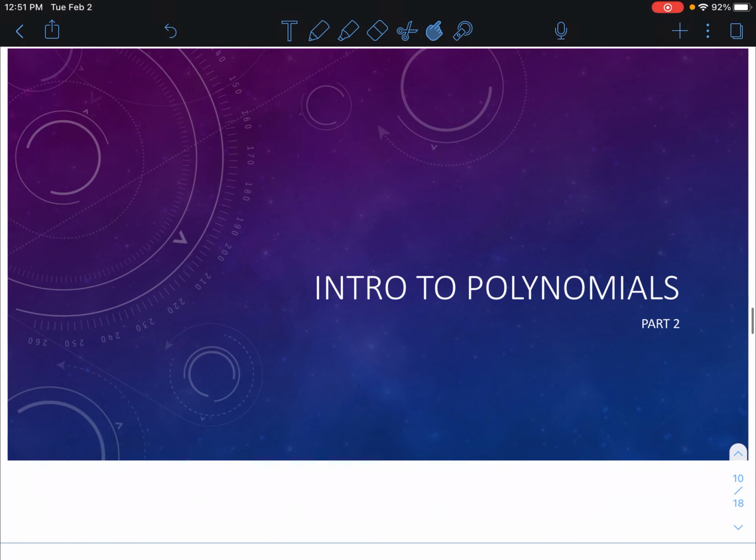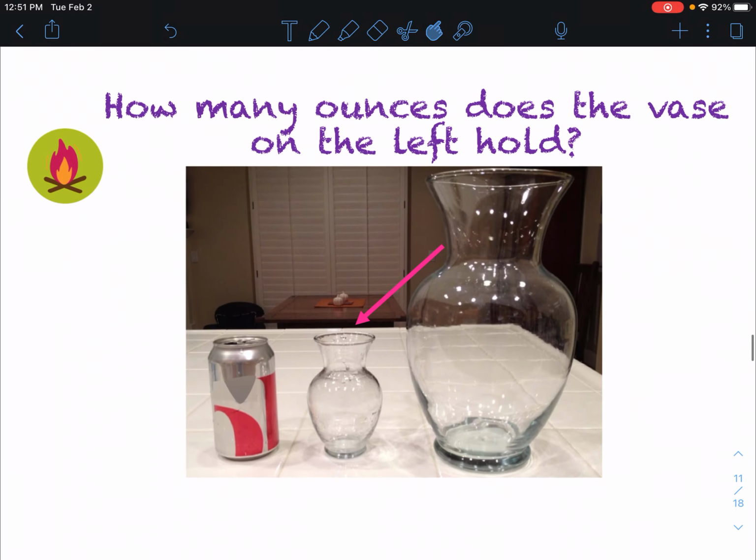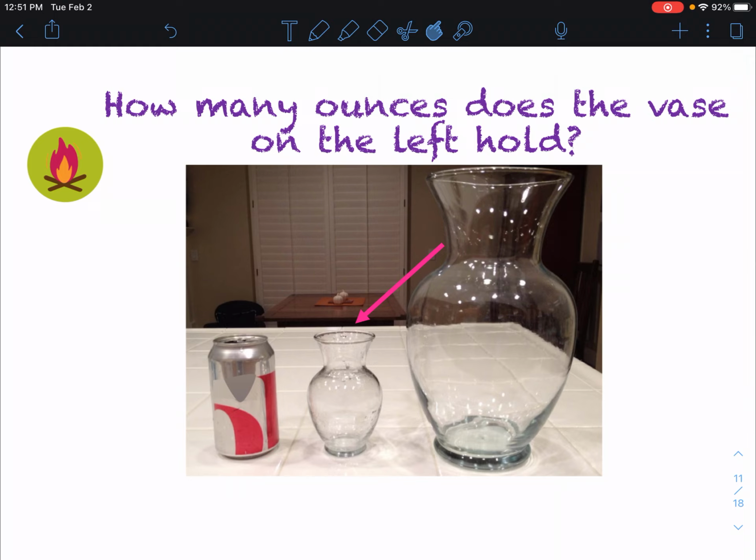All right, so let's get started here today with doing a little estimation. How many ounces does the vase on the left hold, do you think? We'll pause here.